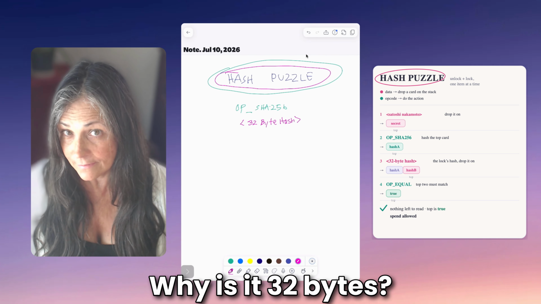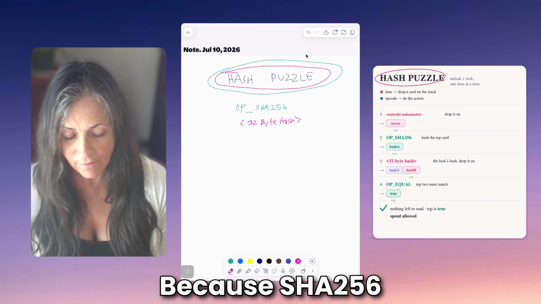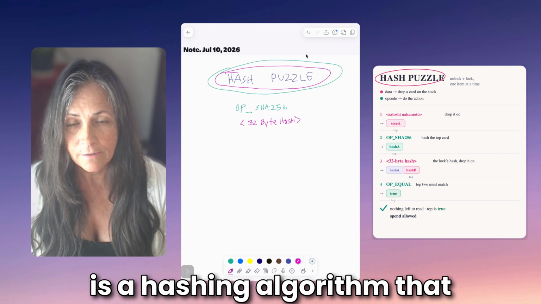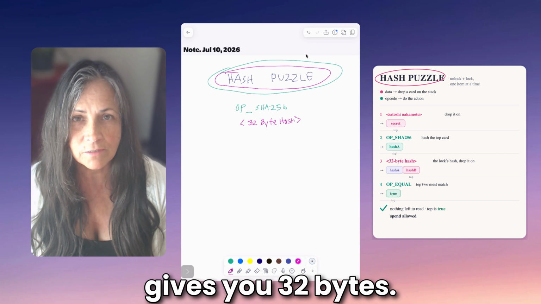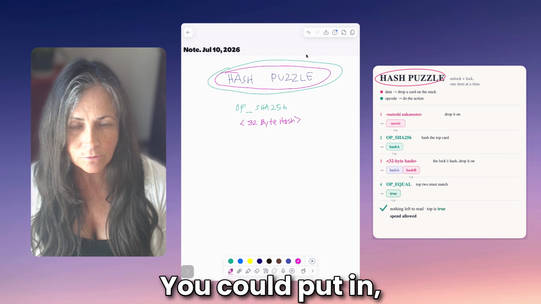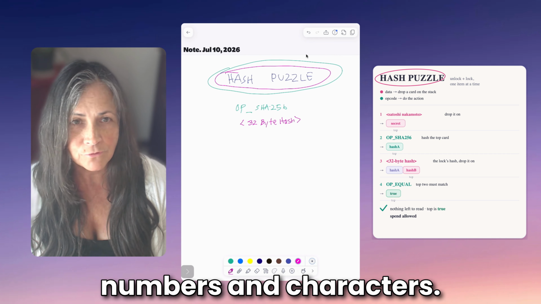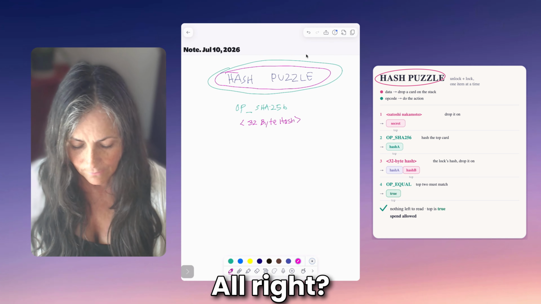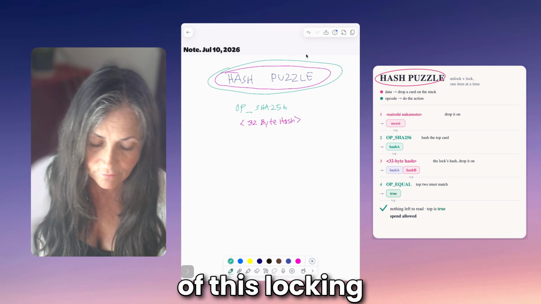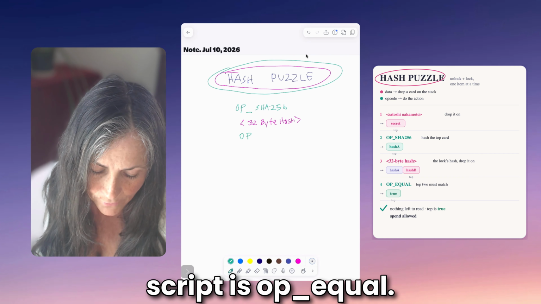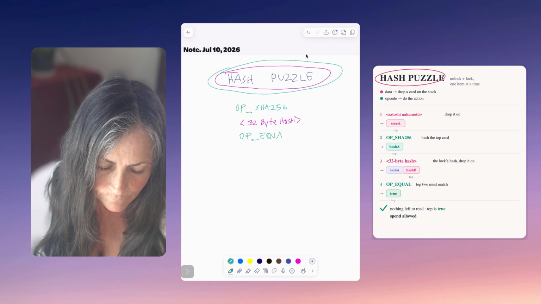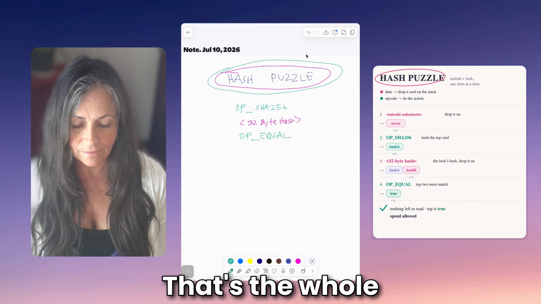Why is it 32 bytes? Because SHA-256 is a hashing algorithm that deterministically always gives you 32 bytes. You could put in 2 letters, you could put in 50 numbers and characters, whatever it is, it's always going to be 32 bytes. All right, and then the third element of this locking script is OP_EQUAL. Okay, that's it. That's the whole locking script.